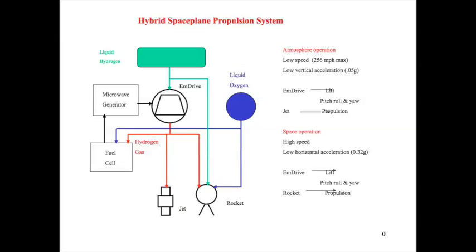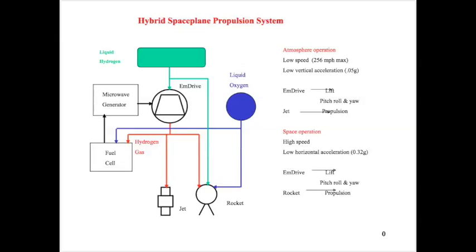We've mentioned before that the actual EmDrive cavities are cooled using liquid hydrogen. The gaseous hydrogen is then used in a fuel cell to produce the power for the microwave generators, which in turn will provide the thrust in the cavity. But also the hydrogen gas can be used in a conventional small jet engine for in-atmosphere manoeuvring, and used as an input to a rocket engine for in-orbit manoeuvring, or sorry, in-space manoeuvring.